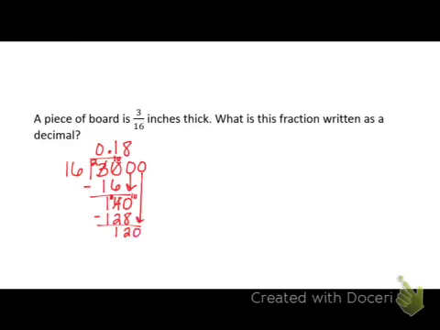120 can be divided by 16 7 times. And you are subtracting 112. 120 minus 112 leaves you with 8. And 16 will go into 80 5 times evenly. This is a terminating decimal, and your answer is 0.1875.